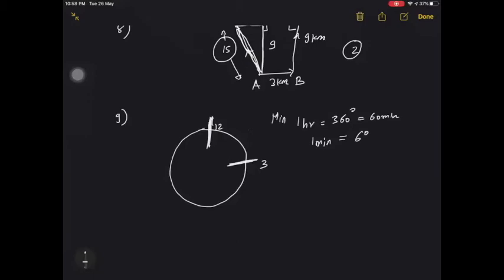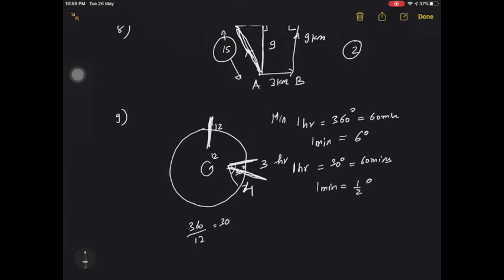Similarly, in 1 hour, the hour hand will move from 3 to 4. So what is 3 to 4? Total 30 degrees, because the whole 360 degrees is divided into 12 divisions. So 360 by 12 gives you 30 degrees for each division. So in 1 hour, which is 60 minutes, it will travel 30 degrees. So in 1 minute, it will travel half a degree. Now, when they will be meeting is, let's say, at a point over here.